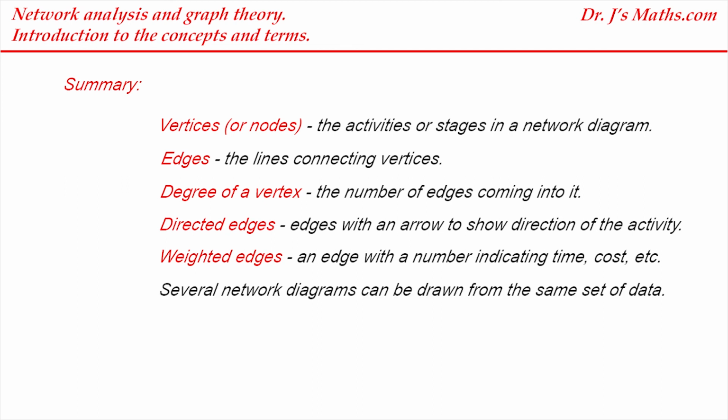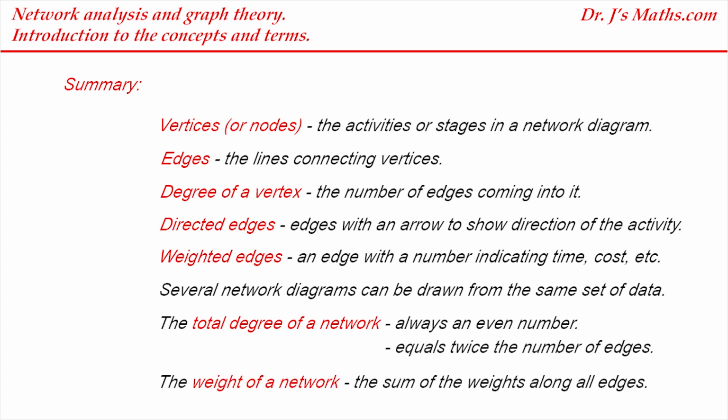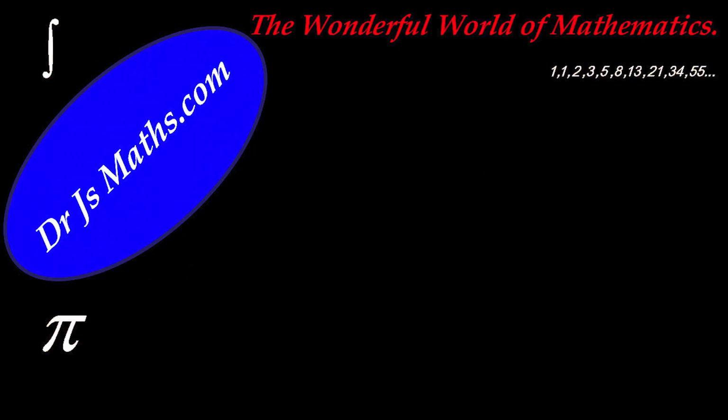We know that several network diagrams can be drawn from the one set of data, and we also know that the total degree of a network is always an even number and always equals twice the number of edges. In this video, we have established the basic concepts for understanding networks and the diagrams which represent them. The summary is also available on the website. In the next video, we extend that understanding by examining the various ways we can move through a network.